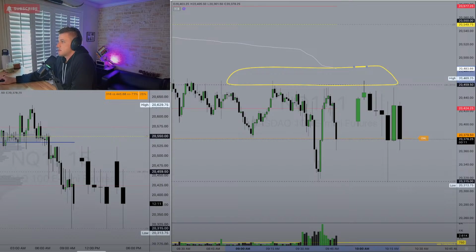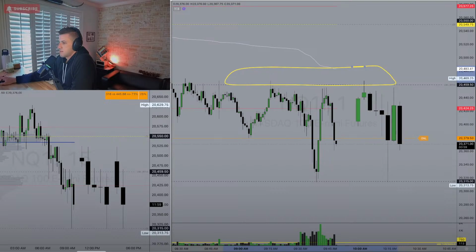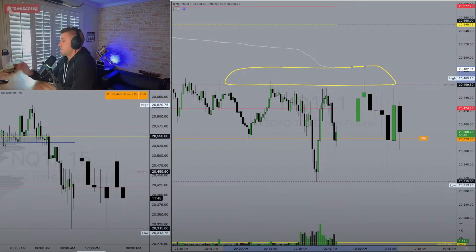Ray, you had the long? Is that the long setup? Or the short? Long or short? The long from 315. Wow, nice. Good patience. Good patience on that one.